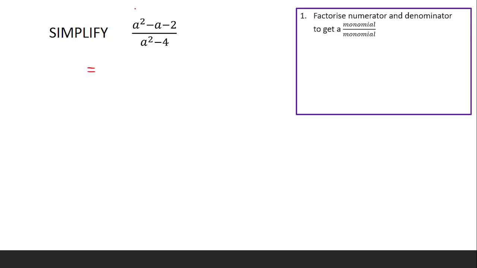Factorize numerator and denominator to get monomial over a monomial. So at the moment we're working with a trinomial over a binomial. So how do we factorize a trinomial? Well, first thing, take out common factor, which we don't have any. Then it's Omar. Order is correct. Now we need to do multiplication and addition. So this now is my AC method. But I can go and factorize, and it's going to be a minus 2, a plus 1.